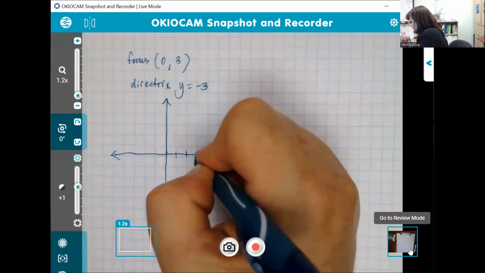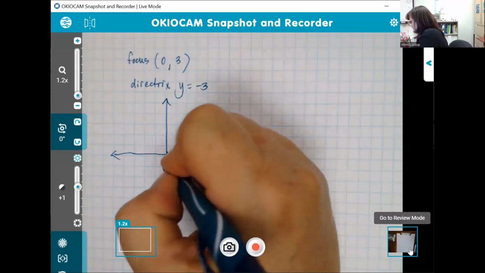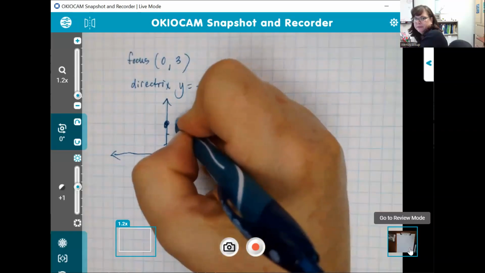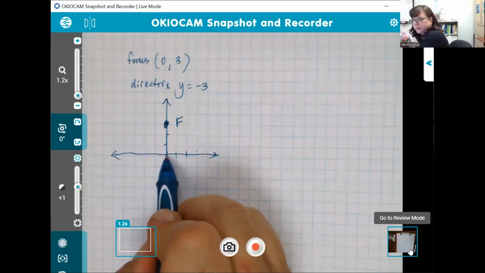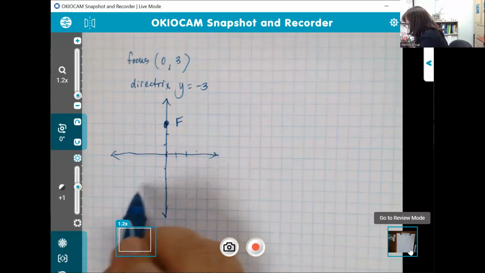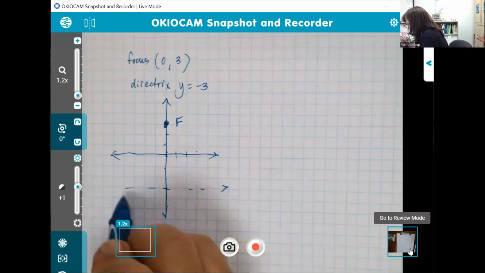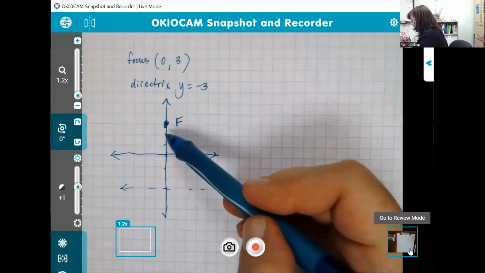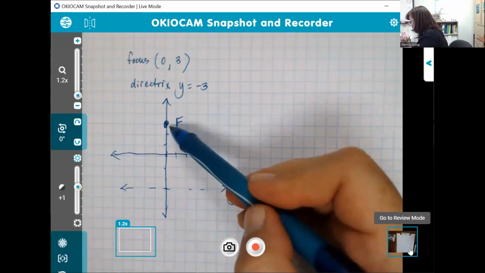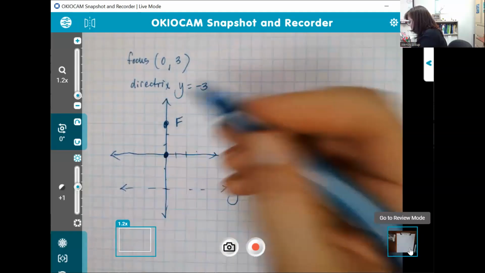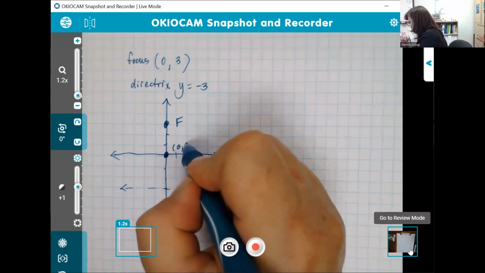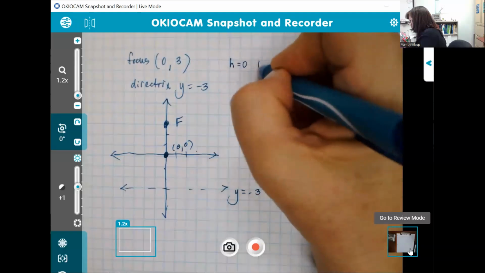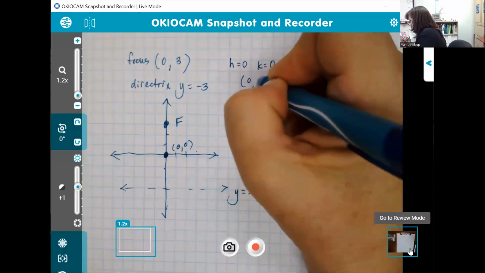0, 1, 2, 3. X is 0, y is 1, 2, 3. So that's your focus, F. And your directrix is at y equals -3, 1, 2, -3. It's your directrix. All right, so we know a good bit about that because the vertex is right smack in between the two. So right here at this halfway point, our vertex is actually at 0, 0. So our h and k are going to be 0, 0.